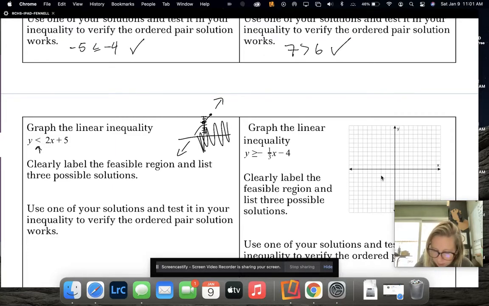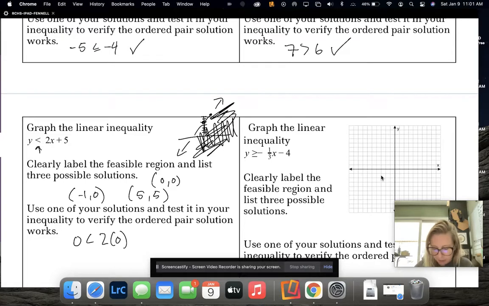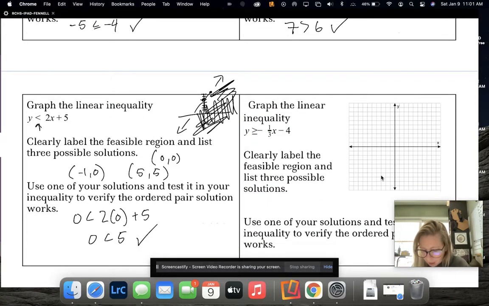Less than values I would assume are down here, but we are of course going to test. I would assume (0, 0) would work, (-1, 0) would work, (5, 5) should work. Any points in the feasible region, any points in the shaded region should work. Let's test one and be sure. 0 is less than 2 times 0 plus 5. Again, pick the friendliest point you can to test. 0 is less than 5. That is a true statement, just like we expected it to be. Good to go.